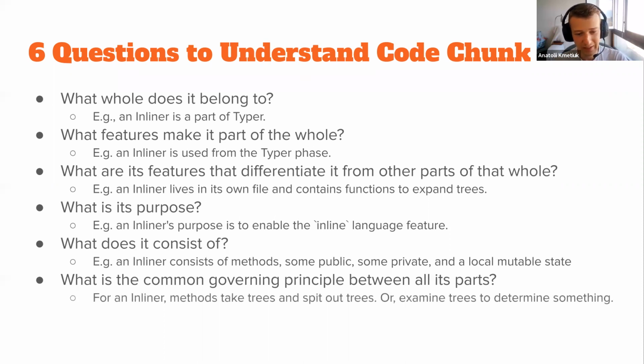So for instance, for inliner, we would see that, for starters, methods take trees and spit out trees. And not only that, all or almost all of these methods expand trees. So take a tree and expand a tree. And also we will see a bunch of utility methods that examine trees to determine something.